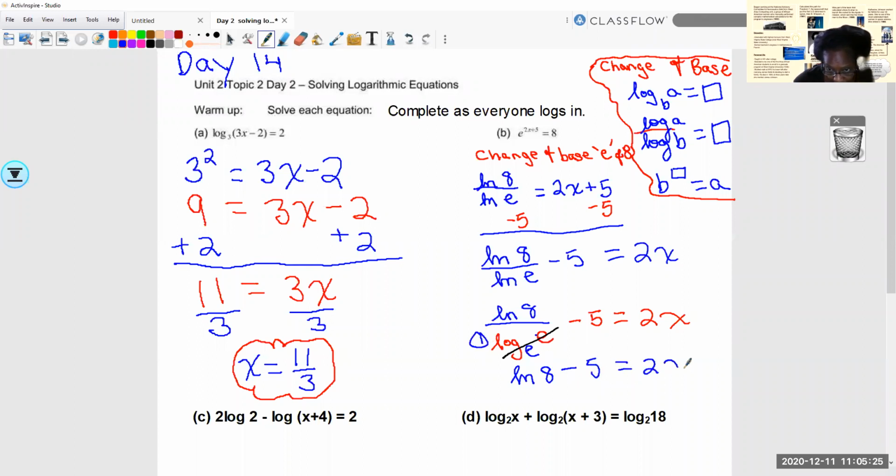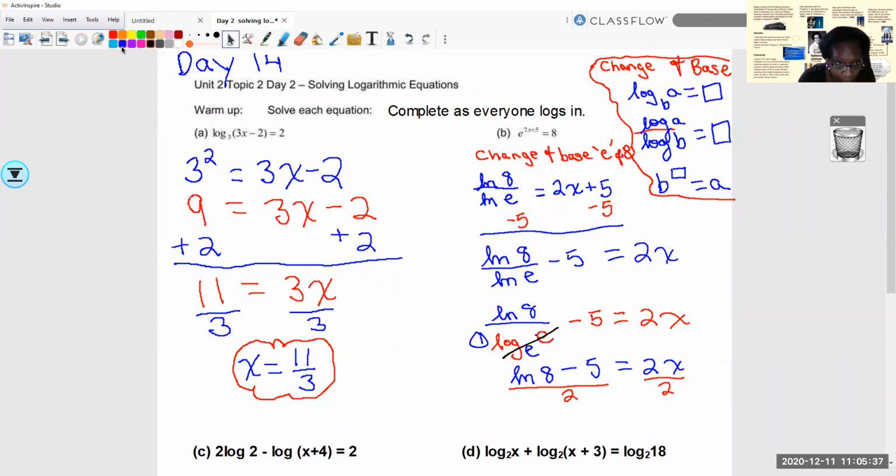Equals 2x. Divide by 2 on both sides. And x is going to be equal to, right here, x is equal to natural log of 8 minus 5 over 2. Boom, that's it. And I'll just box this in. So it's how to use that change of base formula.